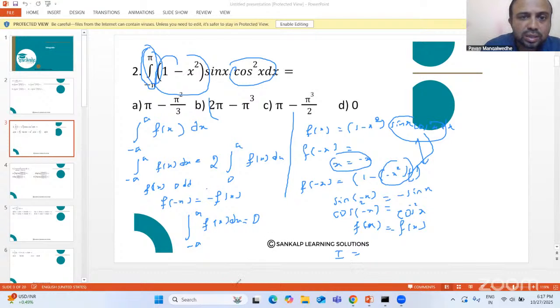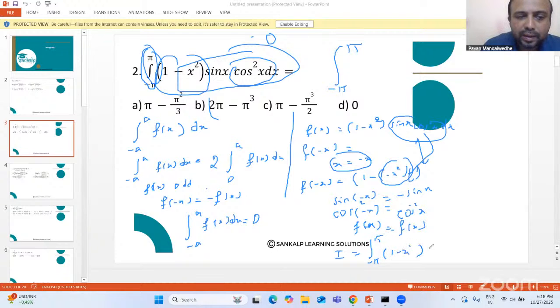Any definite integral with limits minus pi to pi of an odd function in this symmetric interval always has the value 0. So the integration from minus pi to pi of the given expression, (1 minus x square) sin x cos square x, is 0. That is option number D.